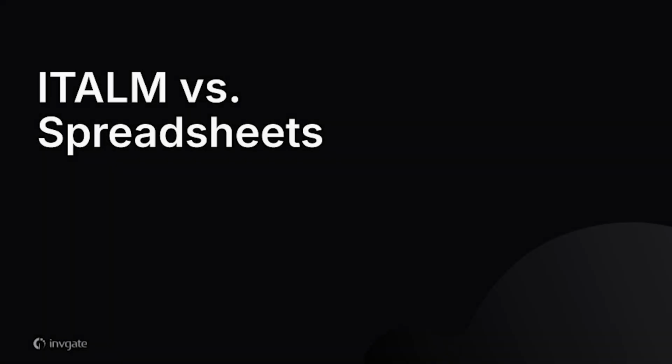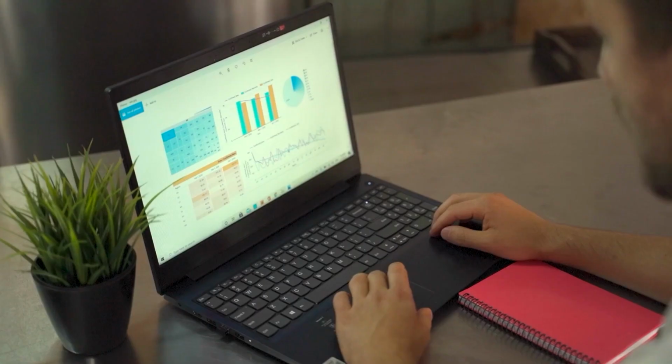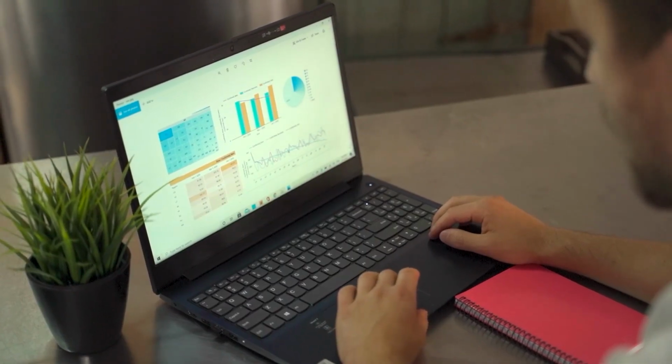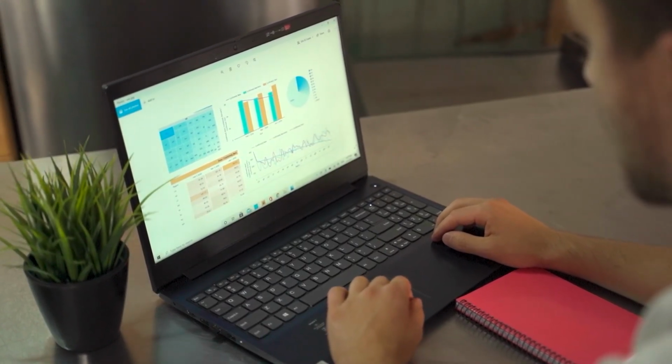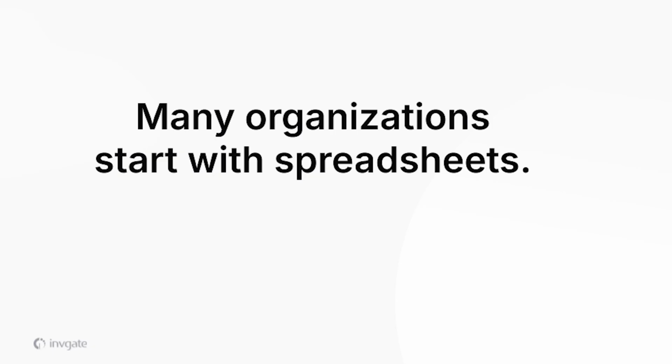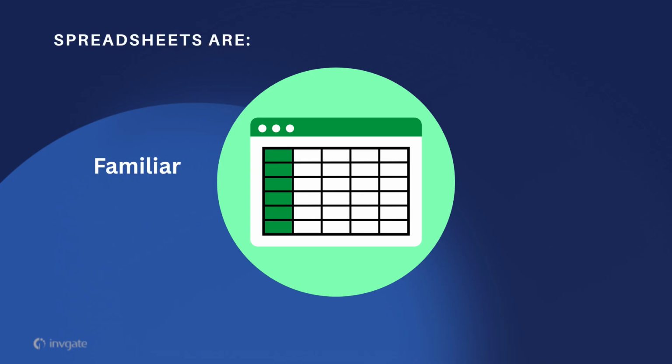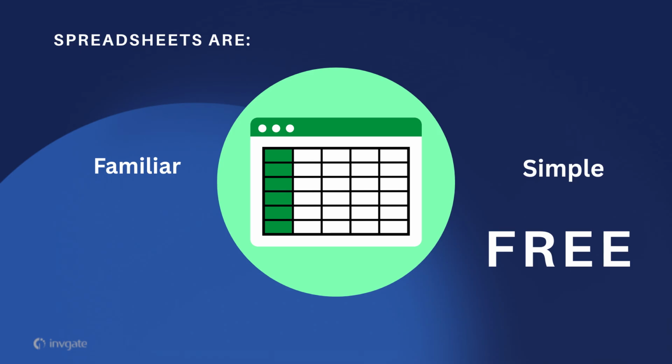Okay, let's talk about something that a lot of businesses rely on: spreadsheets. If you're using Excel or Google Sheets to track your IT assets, you're not alone. Many organizations, especially smaller or growing ones, start with spreadsheets. They're familiar, simple, and best of all, free. You don't need approvals to get started.